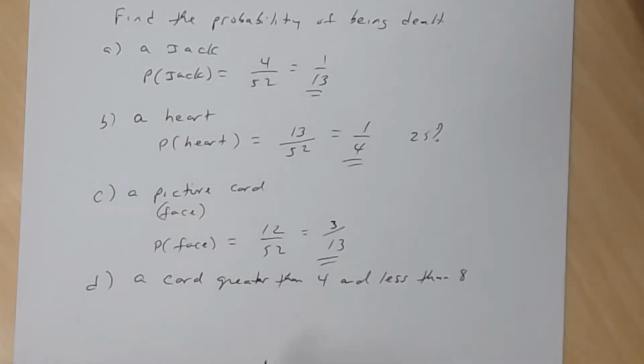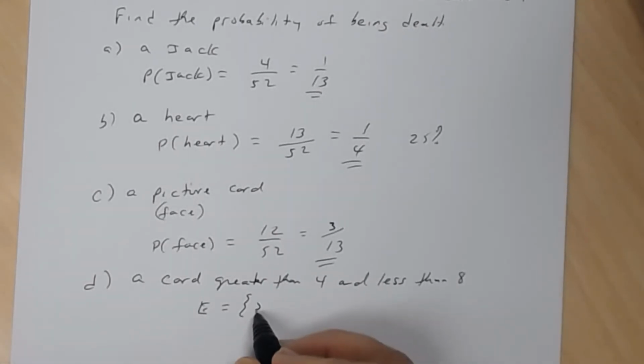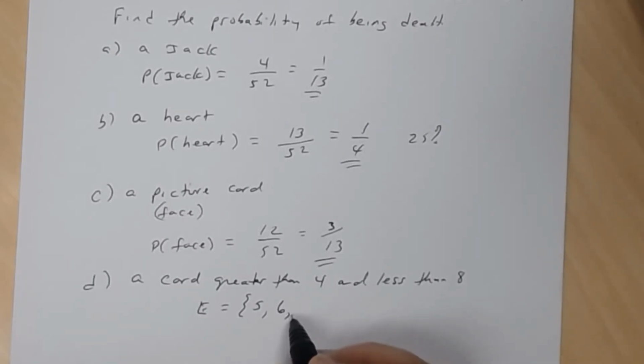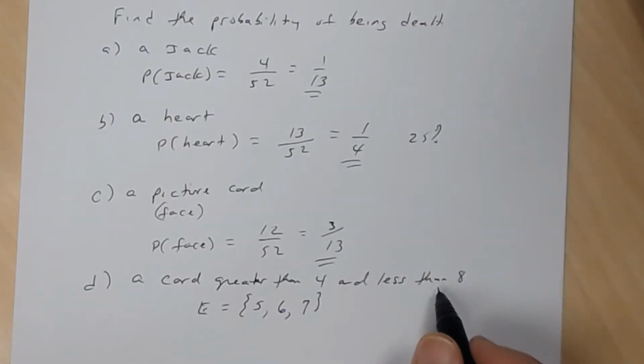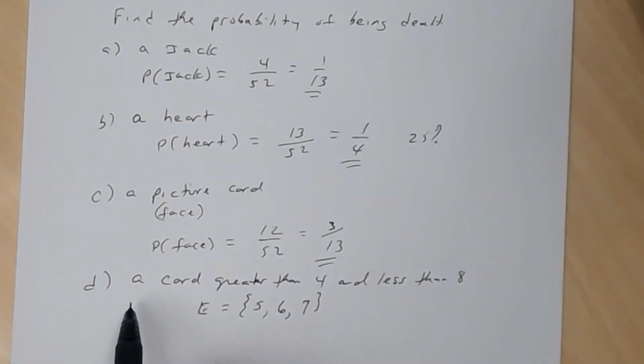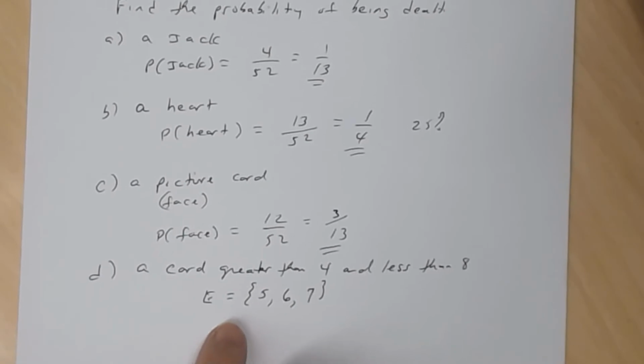That's important. So remember, my event here will be getting a card that's 5. What else? 6, 7, and that's it, right? Because it says less than 8. Does it say less than or equal? No, it says less than. So less than 8 means this. Greater than 4 means 5, 6, and so on. It helps if you actually list your event. The outcomes in that event would be 5, 6, and 7.